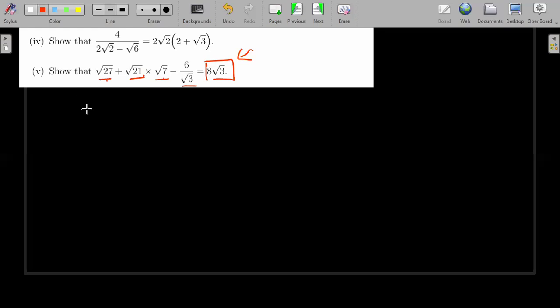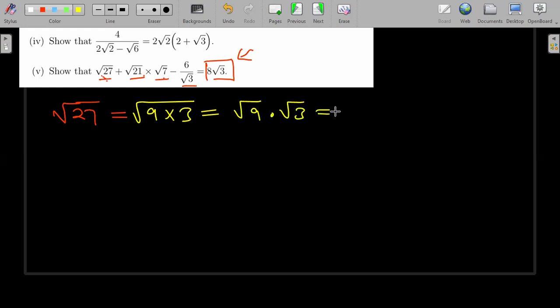So let's do it. I'll start with this root of 27. Can we think of a number such that if I multiply that number by 3, I'll get 27? That number is 9. So this 27 is the same as 9 multiplied by 3. This gives me a root of 9 multiplied by the root of 3, which will just be the same as 3 root of 3. So I've expressed this in terms of root of 3.